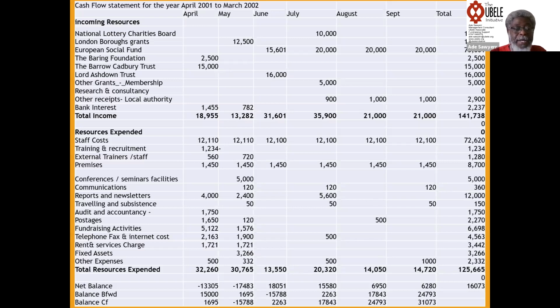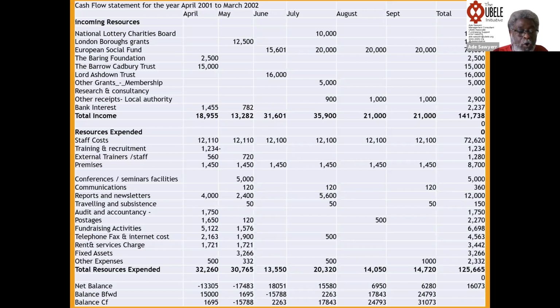External trainers, we pay them maybe at the first 2 months. Premises is a monthly cost. Okay. Conferences, we probably go to one a year, costs us £5,000, which is a hefty amount of money. Then communications, maybe social media and advertising, the reports and newsletters that we subscribe to, our traveling expenses is budgeted for every 2 months at £50.